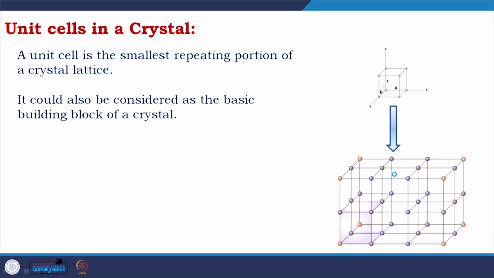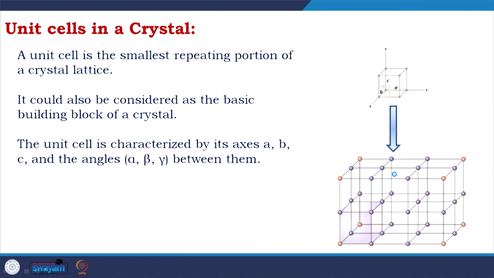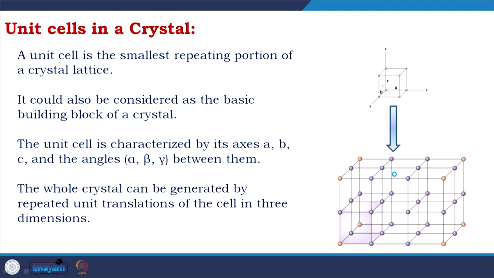It could also be considered as the basic building block of the crystal. Like we know, one cell, millions of cells organize the body. Similarly, one unit cell, millions of unit cells, if you see, this is one unit cell and these are many unit cells, they build up the crystal. The whole crystal can be generated by repeated translation of the unit cell in 3 dimensions. And the unit cell is characterized by its axes A, B, C and angles alpha, beta, gamma, as you could see here.